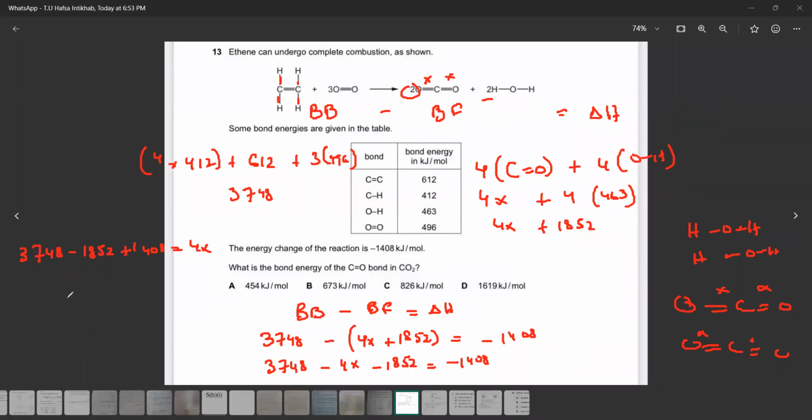That's equal to 3304 is equal to 4x. We need x, so we'll divide it by 4. So 3304 divided by 4 is equal to x, and that will be 826. So 826, which is option C, so C should be the right answer. Is it clear, this one? Yes, sir.